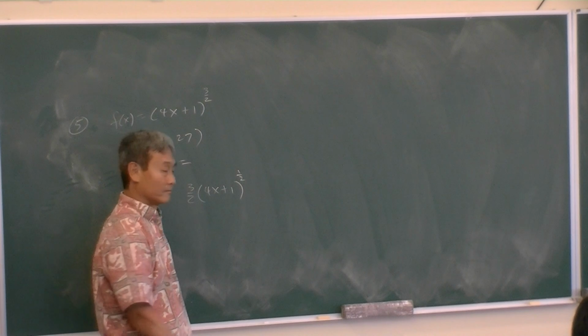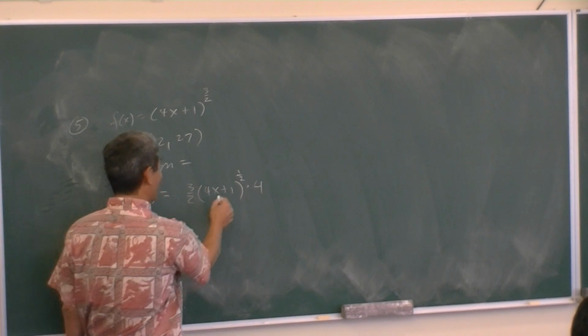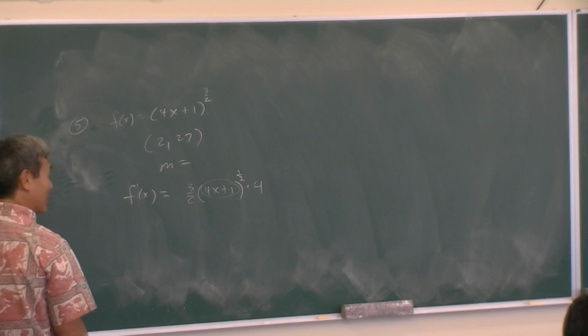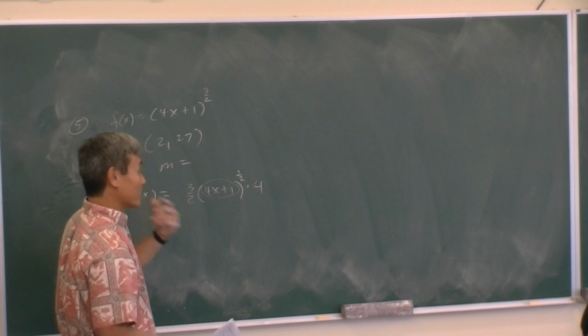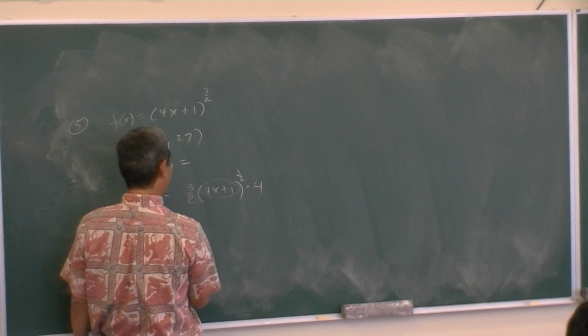I said times the derivative of the inside. I said it after the 3 halves. Okay, don't forget to multiply by the derivative of the box. That's a fatal error on the AP exam. I can tell you right now, almost every single problem, you're going to have to multiply by the derivative of the box.